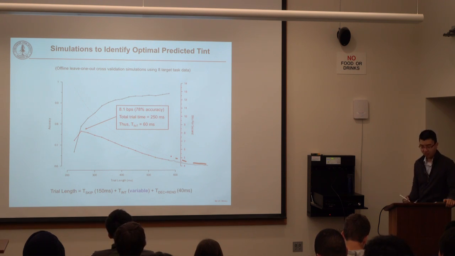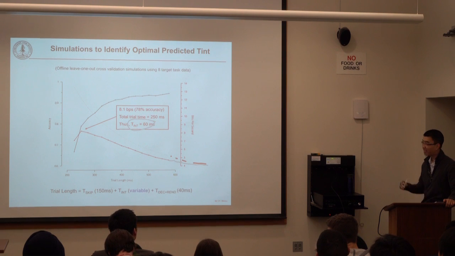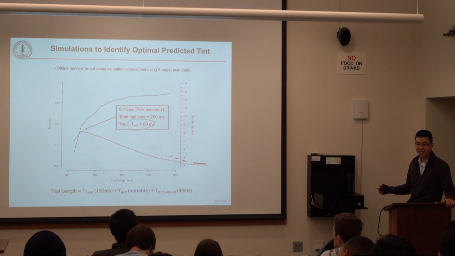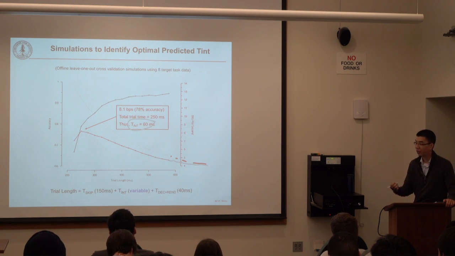So now we have what should be an optimal t-int of something pretty low, 60 to, let's call it 100 milliseconds, where our accuracy is not great, but because we're making selections so quickly, we actually end up having a higher bit rate.